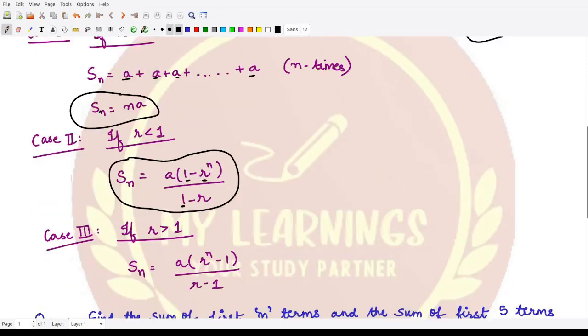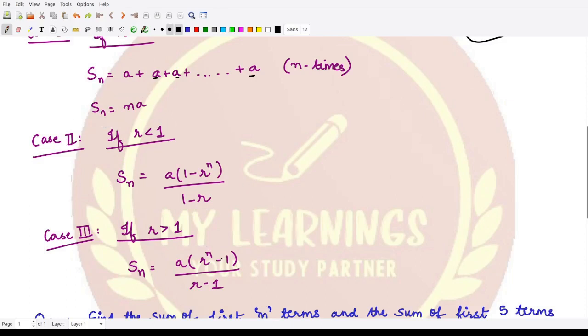If r is greater than 1, then we will subtract 1 from this r raised to power n, and 1 from this r. So you see the terms here: 1 minus r raised to power n and 1 minus r in the case when 1 is greater, that means r is smaller, and we have r raised to power n minus 1 and r minus 1 in the case when r is greater than 1, right? So these are the three cases and three formulas in order to calculate the sum.